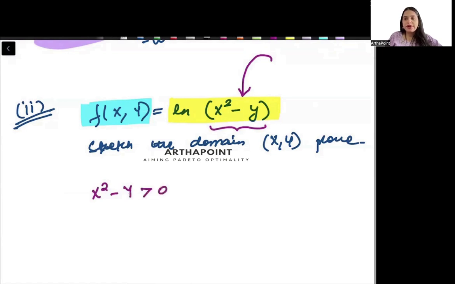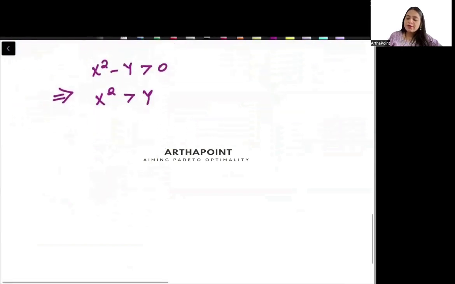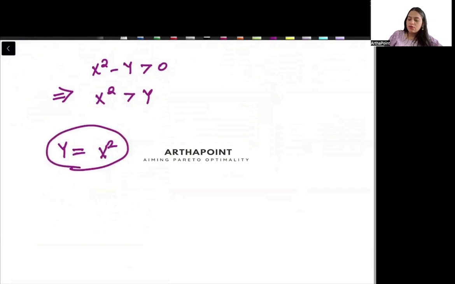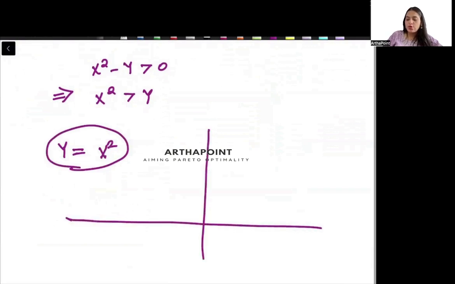Since log is only defined for positive values, when I solve this, this gives me x square greater than y, right? Now, if I were to plot y is equal to x square, what will I get, beta?